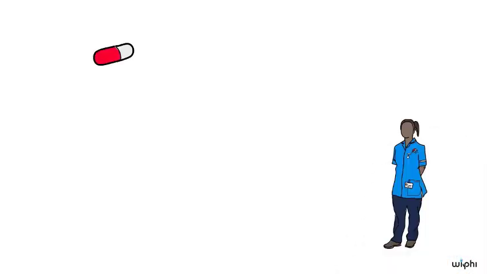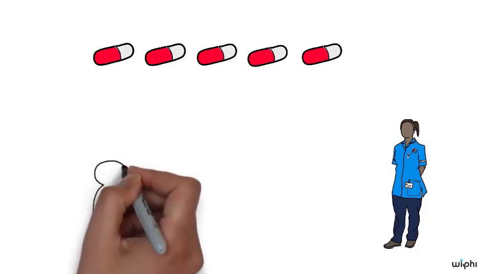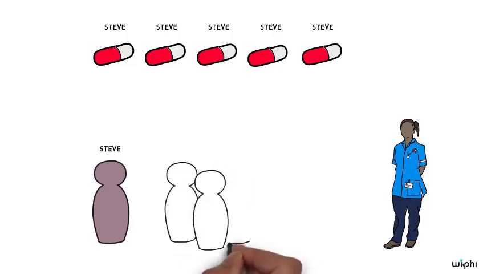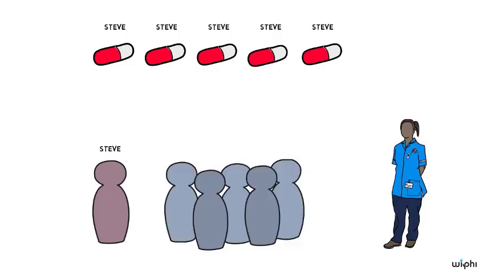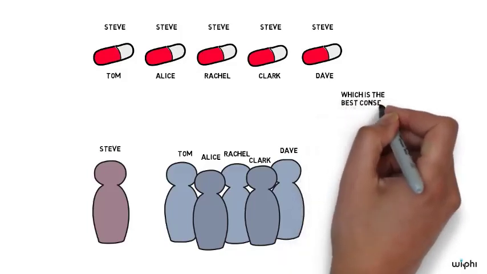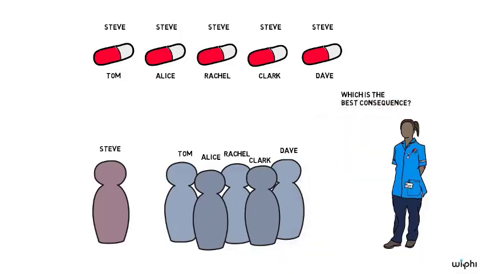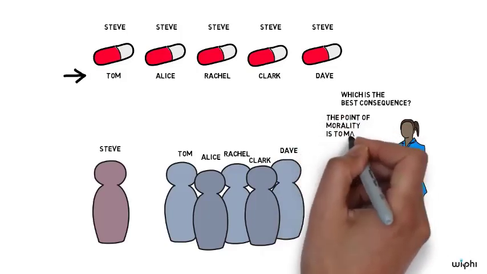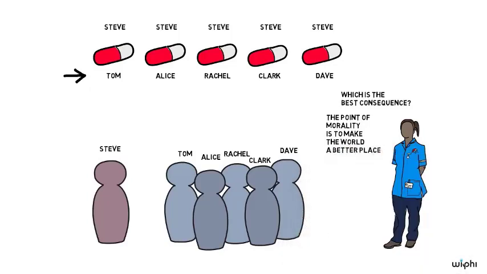Suppose a doctor, Martha, has a dose of medicine that is just enough to save the life of one person, Steve. To save Steve, she would need to use the entire dose of medicine. However, there are 5 other people who need much smaller doses in order to be saved. She could instead divide the medicine into 5 smaller doses and save them instead of Steve. The utilitarian would view the right action as the action with the best consequences, and so Martha should use the medicine to save 5 rather than just 1. The guiding idea is that the point of morality is to make the world a better place.